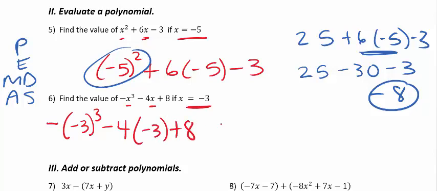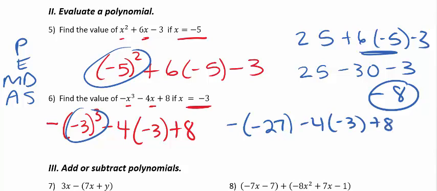Now with our order of operations, we're going to take care of our parentheses first. Inside parentheses, we don't have anything going on, so we'll go to our exponents. We have an exponent here. We'll take care of that first. So we leave the negative out front and we evaluate negative 3 all to the third power, and that's going to be negative 27.